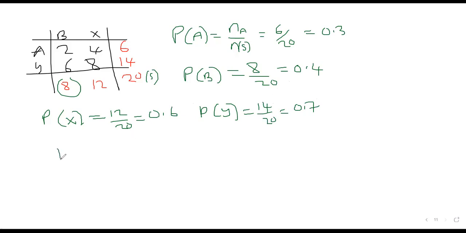All right. Now, probability of A intersection B. You go where they meet, A and B. They meet at 2. When you draw a plus, they meet at 2. So 2 over the sample space, which is 20. It will give you 0.1.